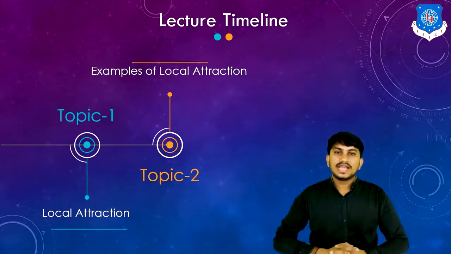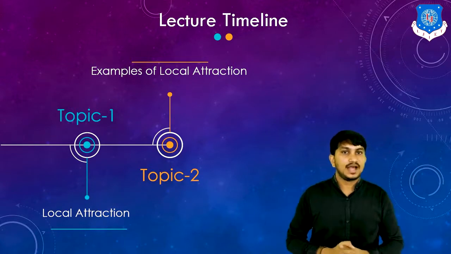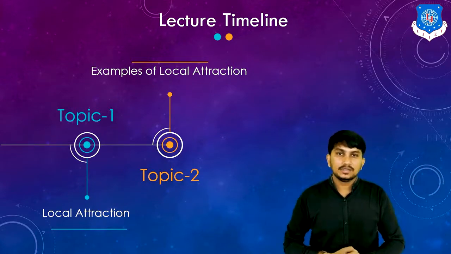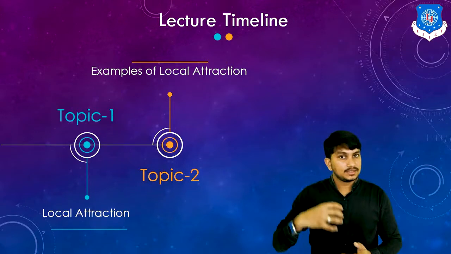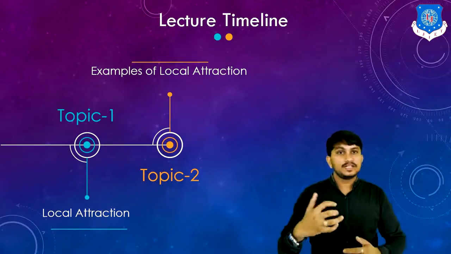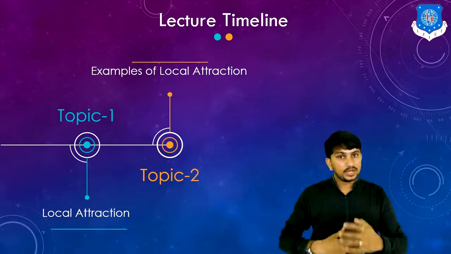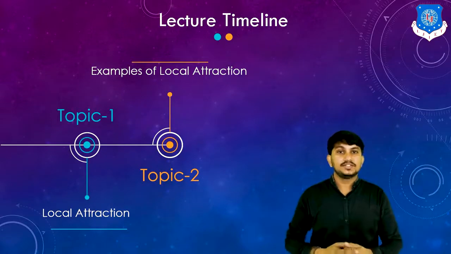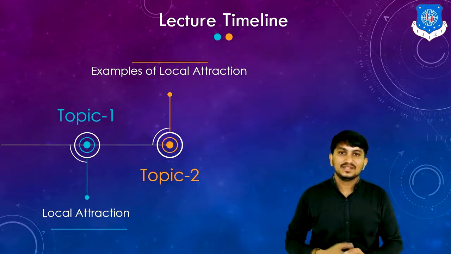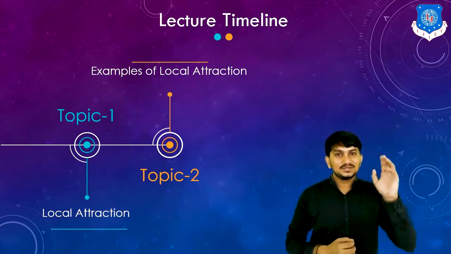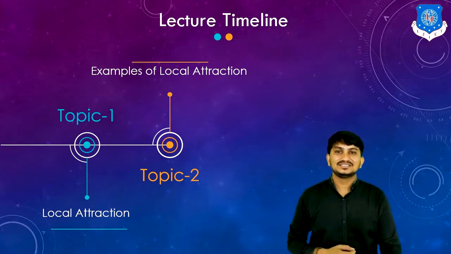That's all about the example of local attraction. I hope you all understand what local attraction is, what the sources of local attraction are, how we can detect local attraction, and how we can correct the bearings which are affected by local attraction in the examples. See you soon in the next lecture.